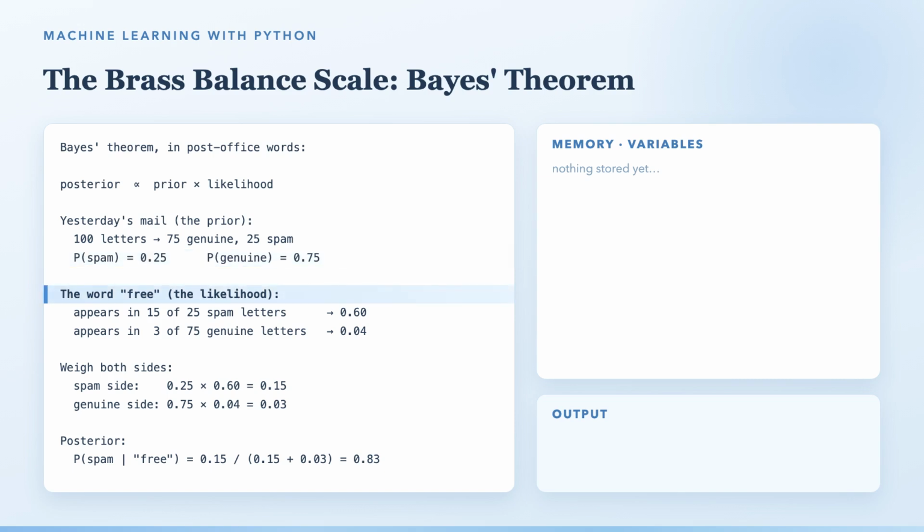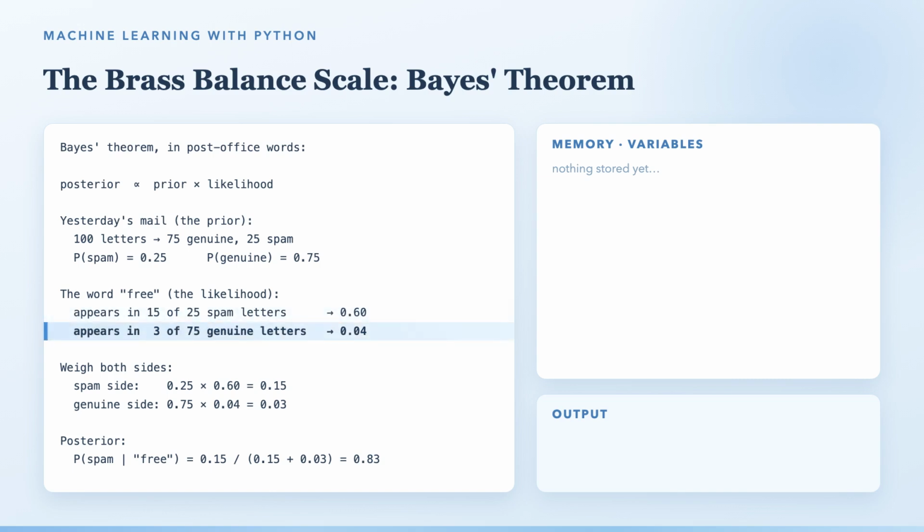Watch the beam swing. The spam pan settles lower, and the posterior, our updated belief, is 0.15 divided by 0.15 plus 0.03, about 0.83. One word, and a letter that started 25% likely to be spam is now 83% likely. That is Bayes' theorem. Begin with what you believed, weigh the new evidence, arrive at what you believe now.